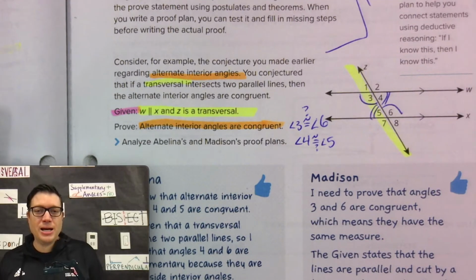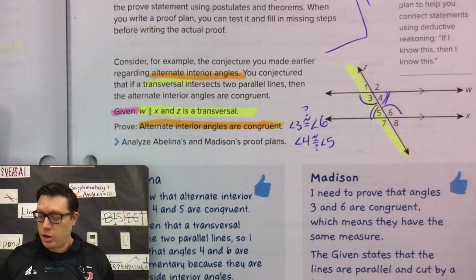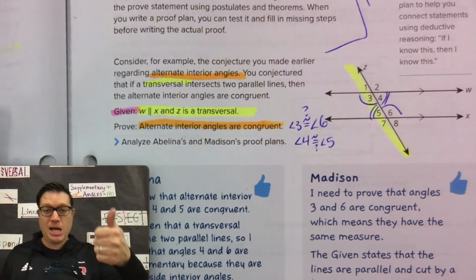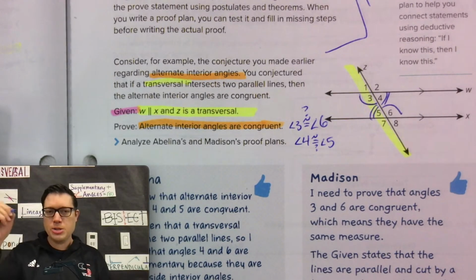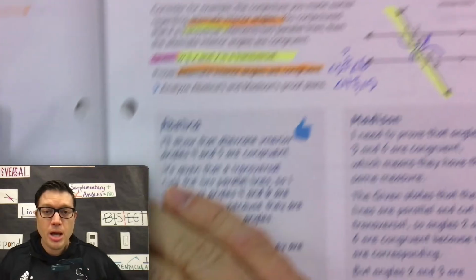Let's analyze Abelina's and Madison's proof plans. In order to do this step, I encourage you to have something to write with, have some highlighters. We're going to see what their statements and reasons are, and we're going to also say that's the first step of what they did. Let's go.